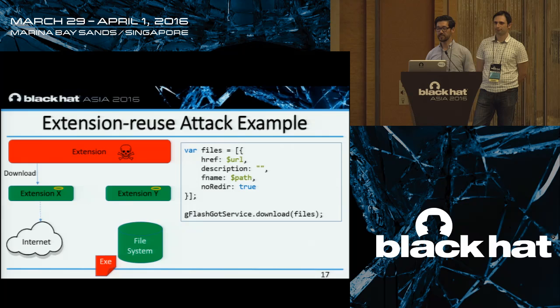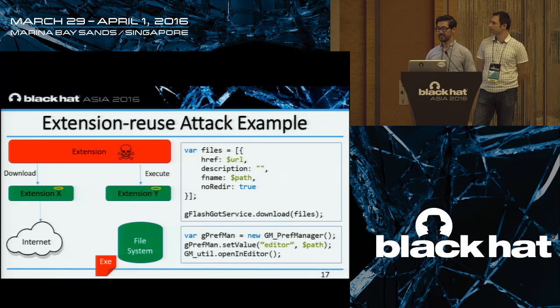And then, in this other extension Y, invoke some functionality that's intended to launch an editor. But in this case, we target it at the exe that we just dropped and go ahead and launch that. So again, none of these sensitive calls were actually in that extension. We just took advantage of stuff that was in our namespace.